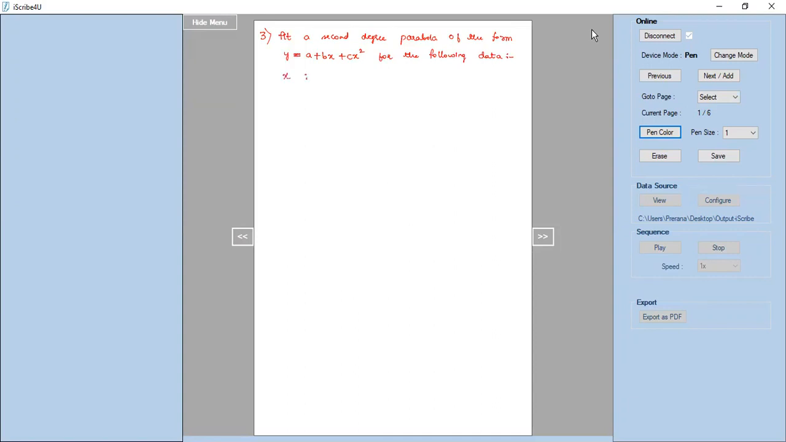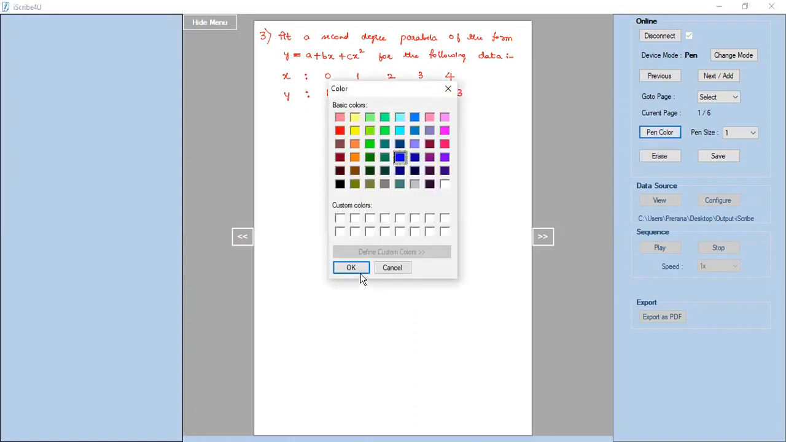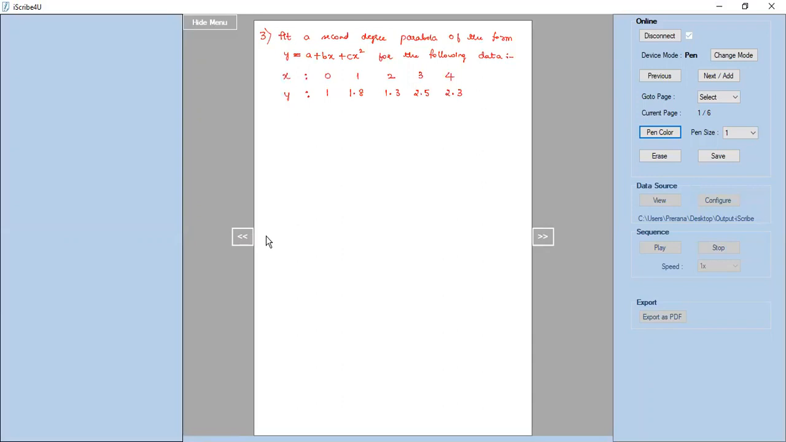So x and y values are given for us. x is 0, 1, 2, 3, 4, and the respective values of y are 1, 1.8, 1.3, 2.5, and 2.3. So sometimes a decimal set of values also might be given for us. The calculator will help us to do the problem easily. So let us first frame the normal equations for the second degree parabola.